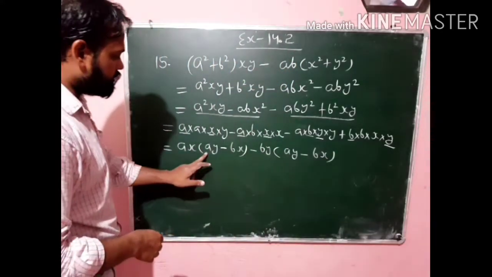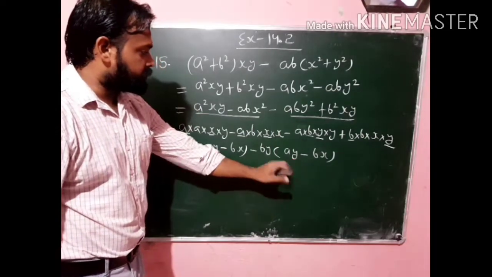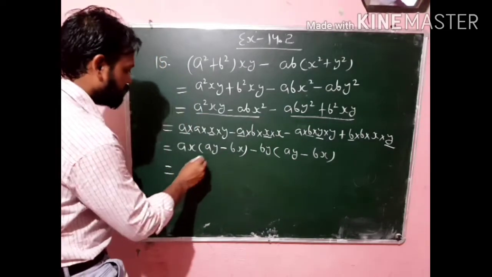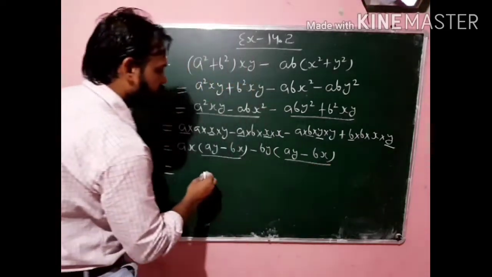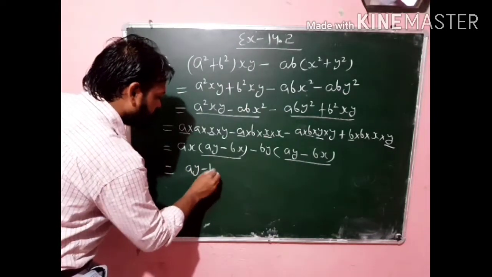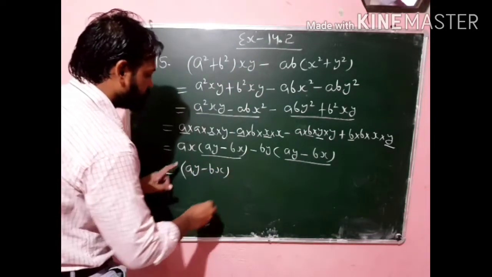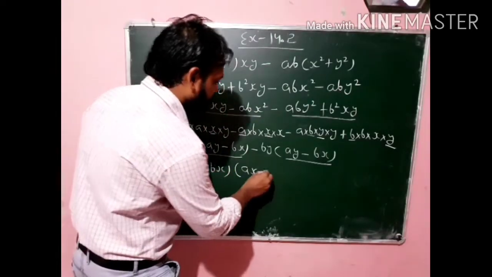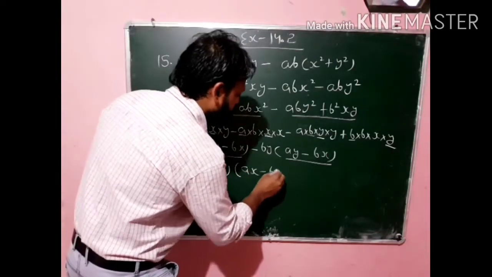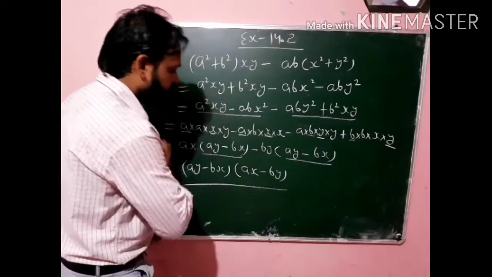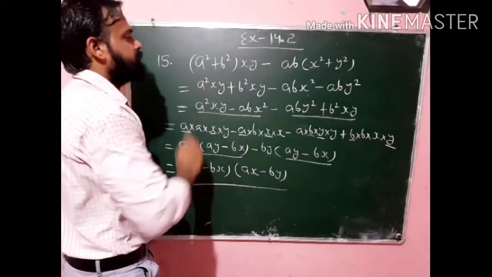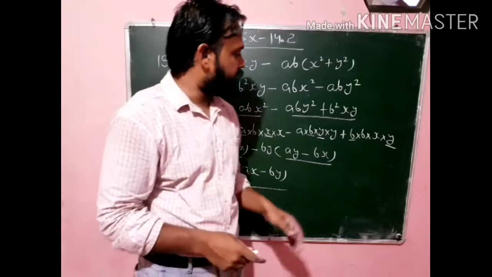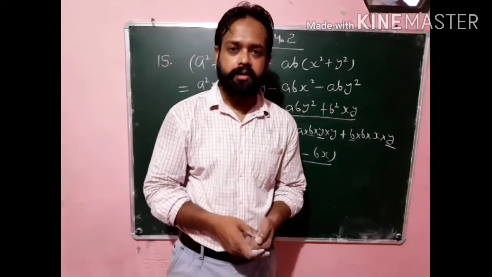Now you can see this is ay minus bx and it is also ay minus bx. So take ay minus bx common, so it will become ay minus bx like this, and then you can write ax inside the bracket, and of course this minus sign is here, then by is inside the bracket. So these are the factors of this algebraic expression. It is also very simple. I hope this is clear to you.